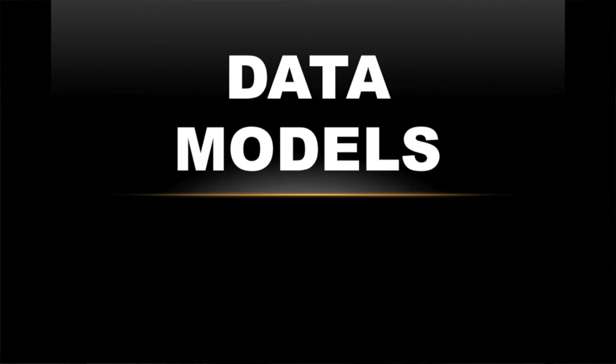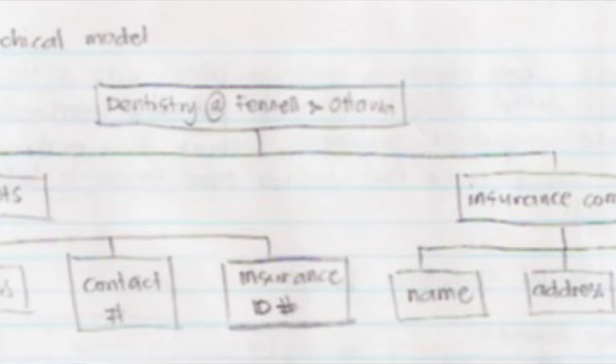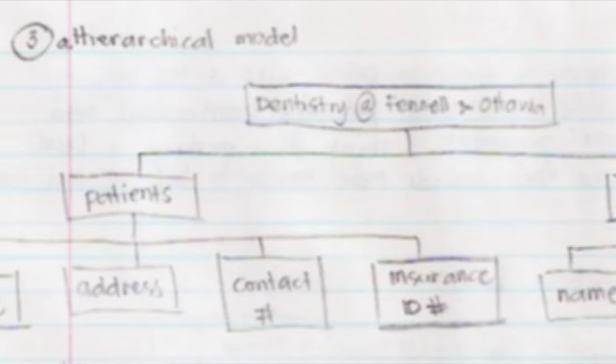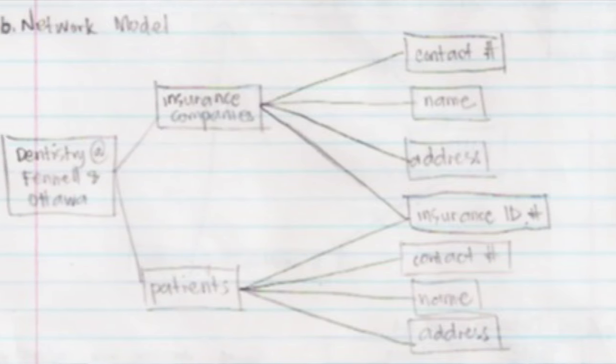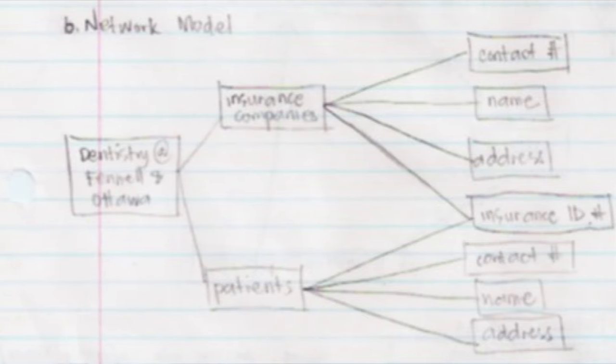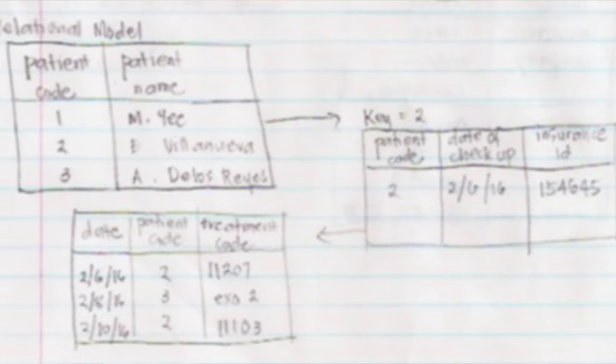So next are the data models. These are the hierarchical, the network model, and the relational model that I've made. The first two, the hierarchical and the network model, showed a parent-child relationship. However, I think that they were too simple and lacked information. Among the three, I can say that the relational model is the most appropriate to use because it is the most organized and the most detailed. Also, you can see that the relationships between the entities are clearly identified.